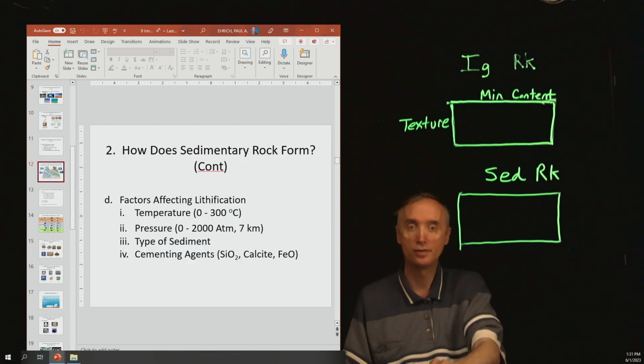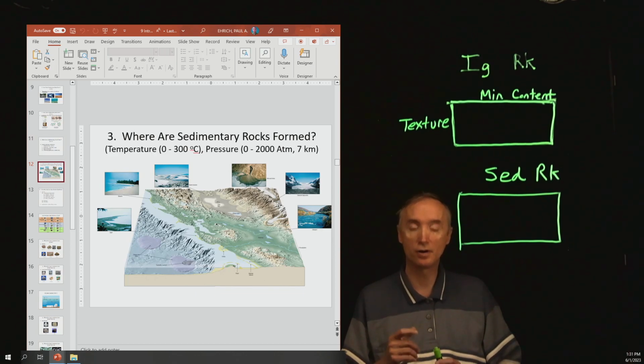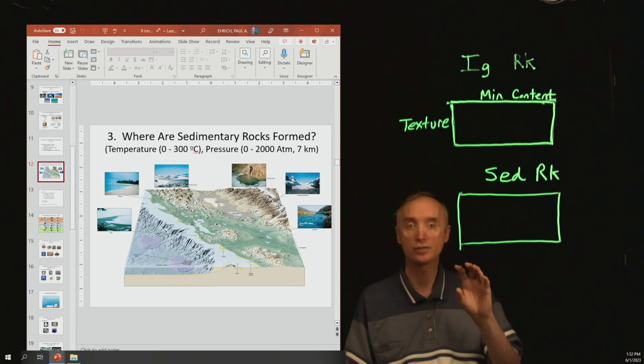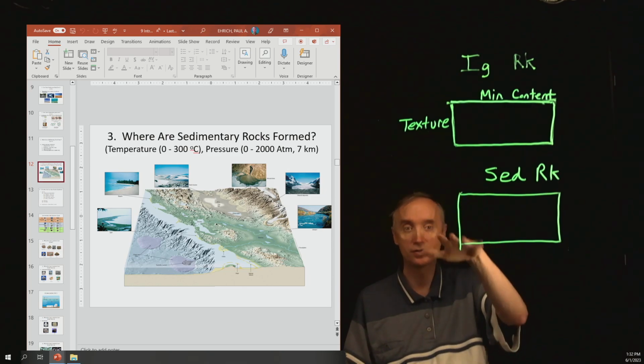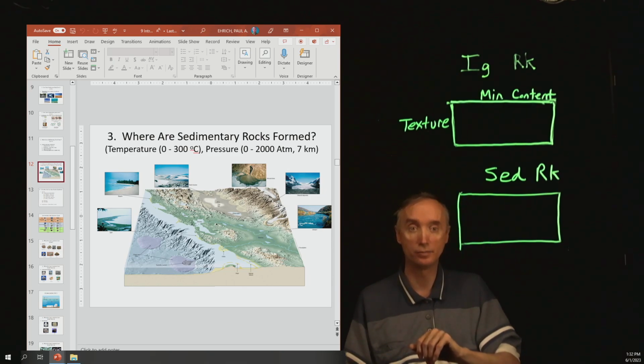So now if we go back to this picture, these are all places where you find sedimentary rocks. So sedimentary rocks can form in a river basin. They can form in a desert. They can form on a beach. They could form where a river empties into an ocean. That's going to be a delta. They could form next to a glacier. They could form out in the middle of an ocean where sediments have accumulated on the bottom of the ocean floor.